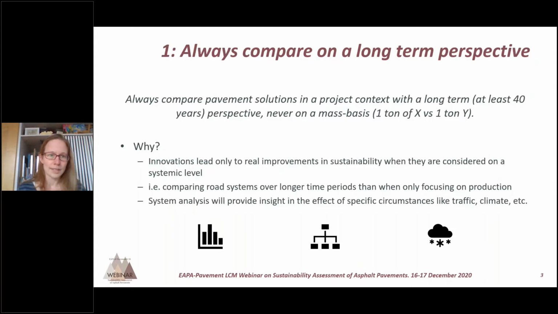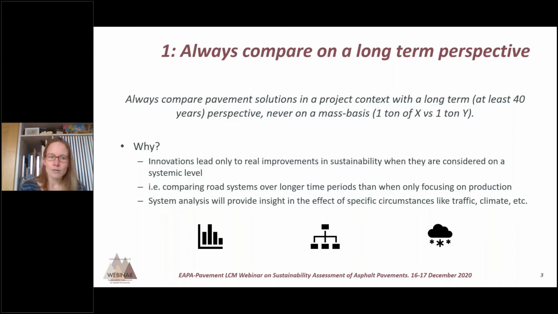So the first one is always compare sustainability on a long-term perspective. Always compare pavement solutions in a project context with a long-term, for example, at least 40 years perspective, and never just on a mass basis, comparing 1 ton of product X with 1 ton of product Y. And why is this? Because innovations only lead to real improvements in sustainability when you are changing the whole system. So if you're considering them on a systemic level.